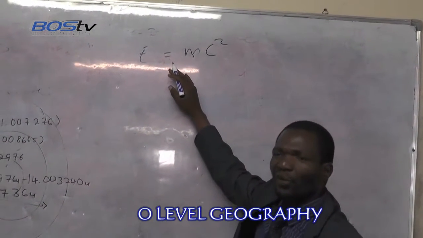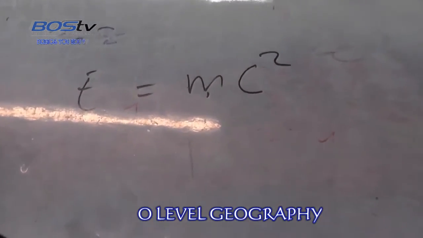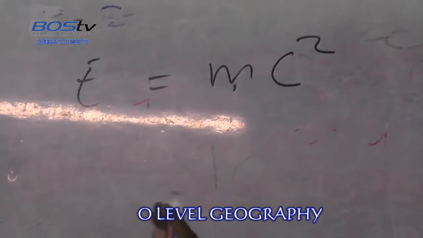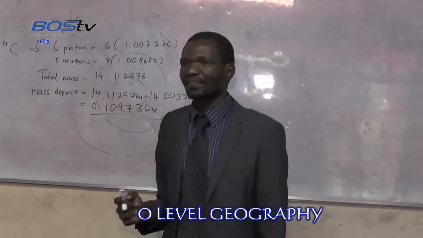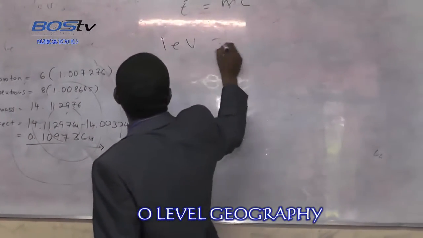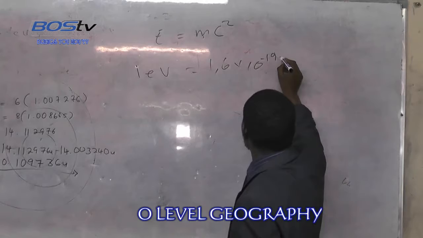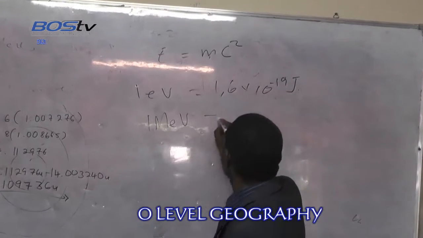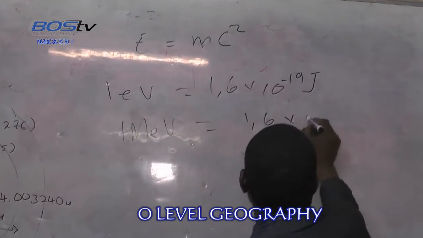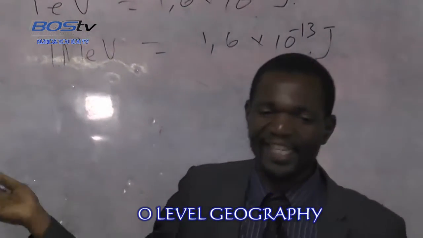Are we together? So who can tell us another unit of energy which you know? Electron volts. So another unit is electron volts. Who can tell us the conversion between joules and electron volts? 1 electron volt is equal to 1.6 times 10 to the power minus 19 joules. What about 1 mega electron volt? 1.6 times 10 to the power minus 13 joules. Fine, it's only a reminder.